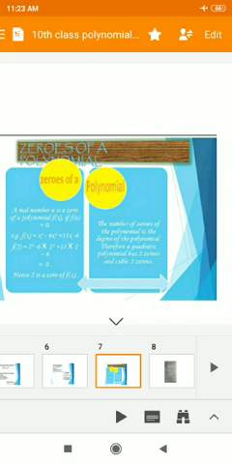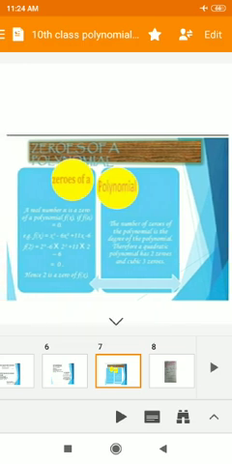And note down this also, children. The number of zeros of the polynomial is the degree of the polynomial. If the degree is 2, there are 2 zeros. If the degree is 3, there are 3 zeros. Hope you all are understanding all this.